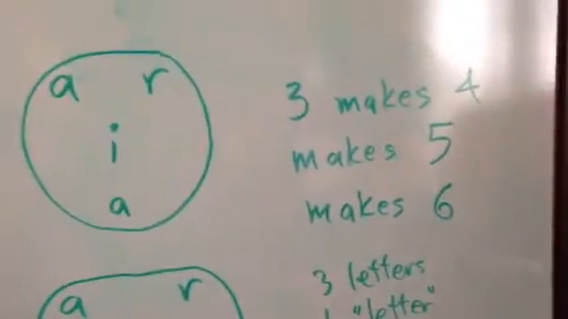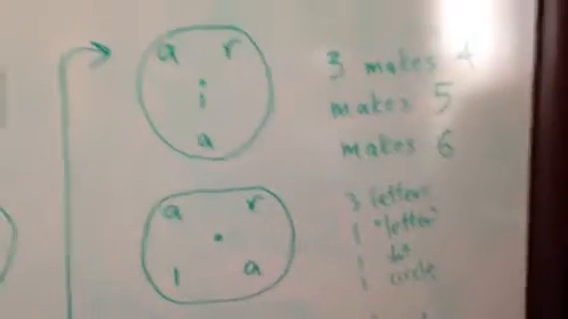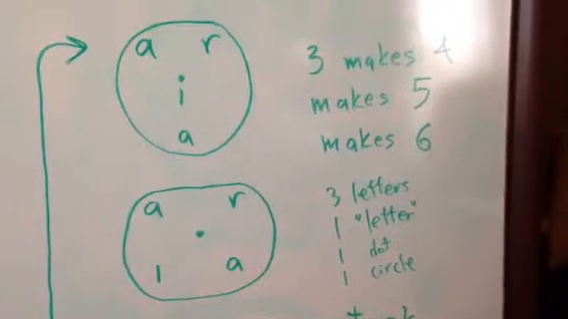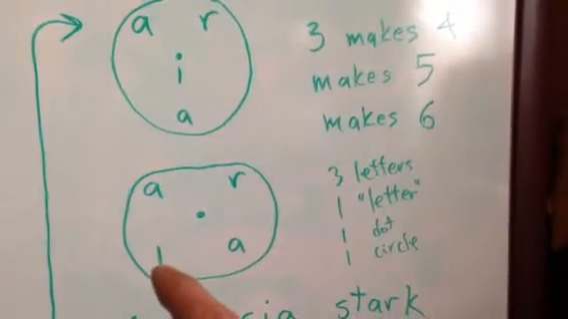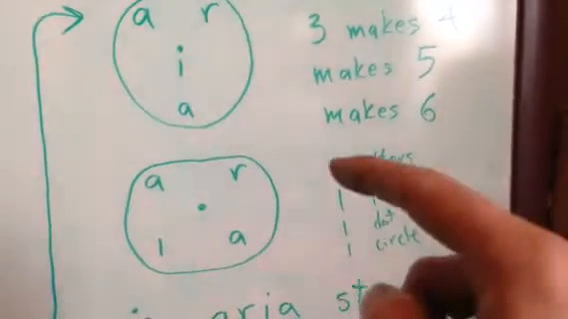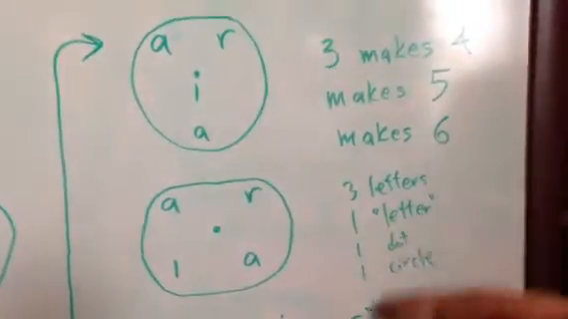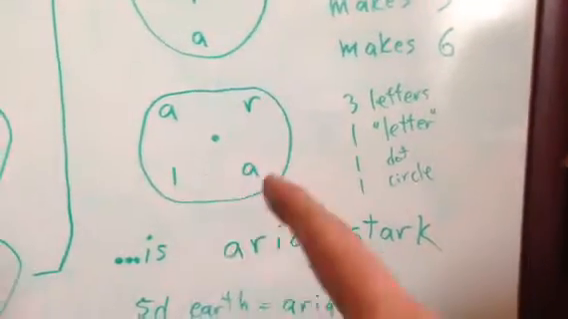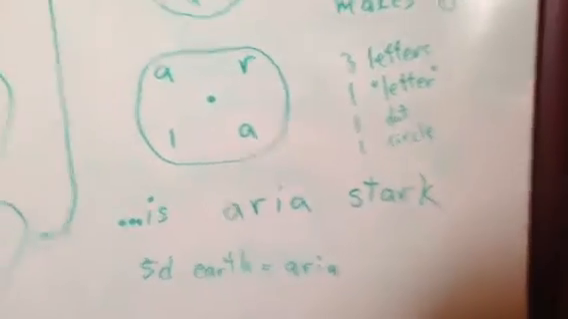And check it out. Because we know 3 makes 4 makes 5 makes 6, because we are knowledgeable about Armageddon, this is what happens. You're left with 3 natural letters, 1 quote-unquote letter, an I, a dot, and a circle. Hey look, it's 311 encircled, which is 312, which are the amount of cells needed in Armageddon. Aria is Arya Stark. 5D Earth is supposed to be called Aria.